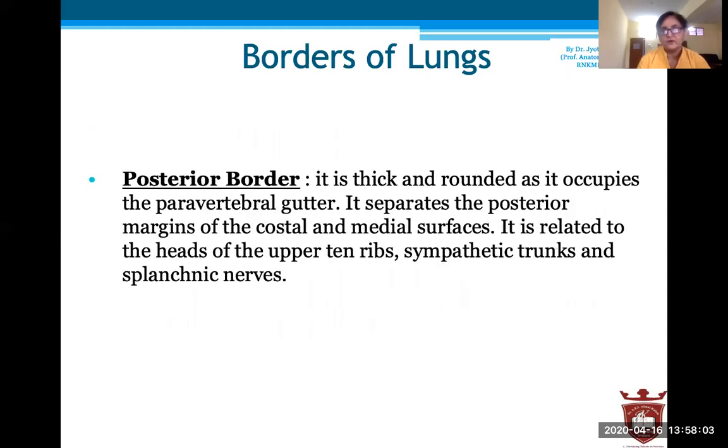Now we see the posterior border. It is thick and rounded. It occupies the paravertebral gutter. It separates the posterior margins of the costal and the medial surfaces. It is related to heads of upper 10 ribs, sympathetic trunk, and both of the splanchnic nerves.